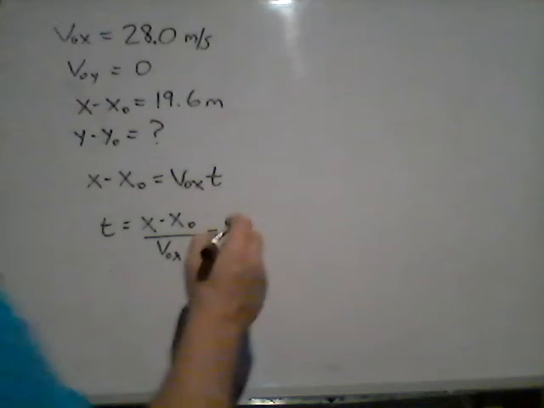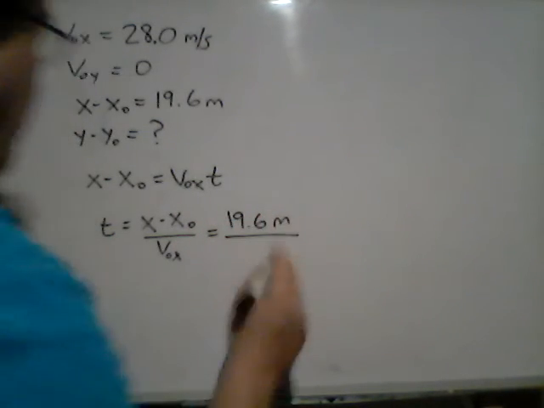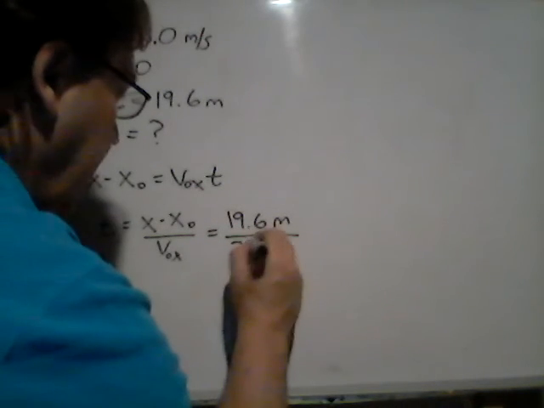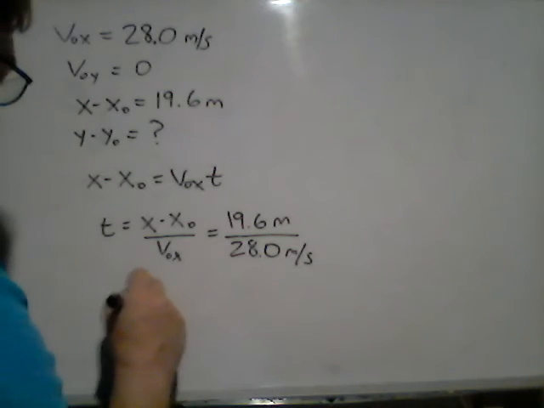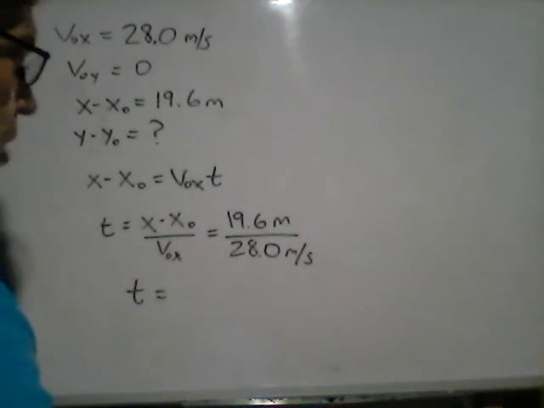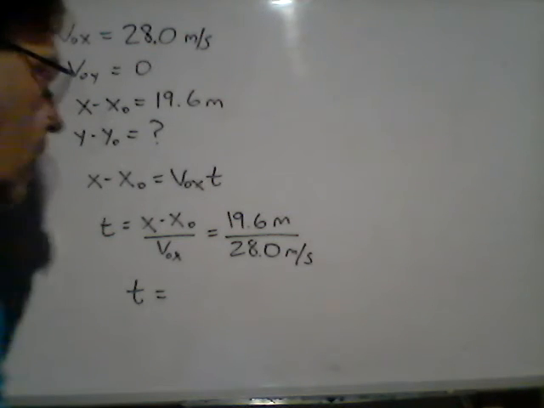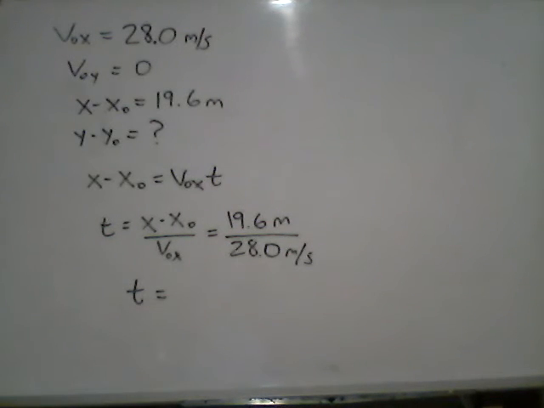We know that x minus x naught is 19.6 meters. And v naught sub x, so that's the entire initial velocity of the tennis ball, that's 28 meters per second. So the tennis ball is going at 28 meters per second in the horizontal. Oh, by the way, that's always going to be the horizontal component of the velocity.